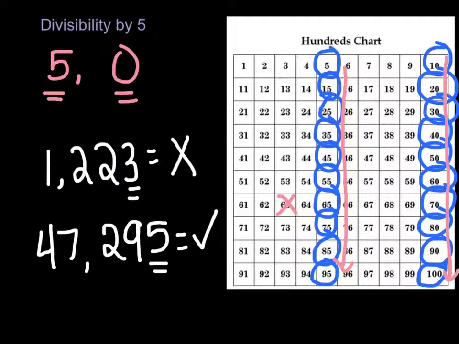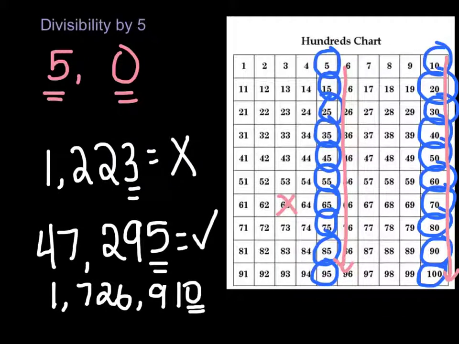If I have the number, I don't know, 1,726,910, again, none of the other numbers matter except for that number in the ones spot. It is a 0, and we know that if it's a 5 or a 0, it is divisible by 5, so therefore that would be divisible by 5.